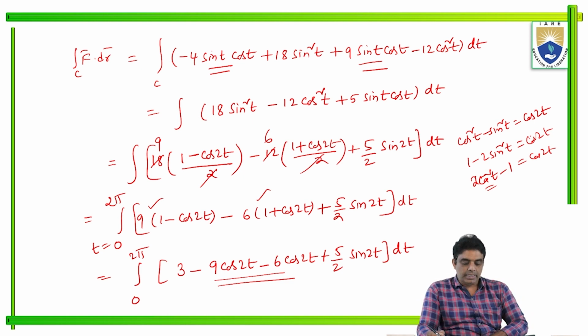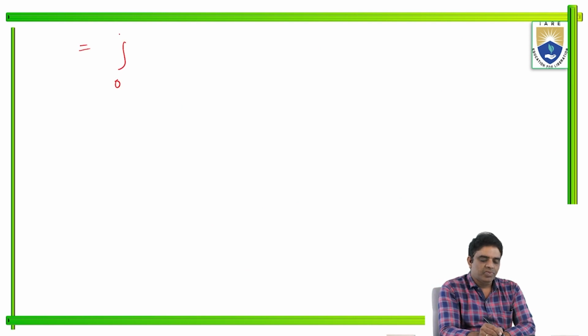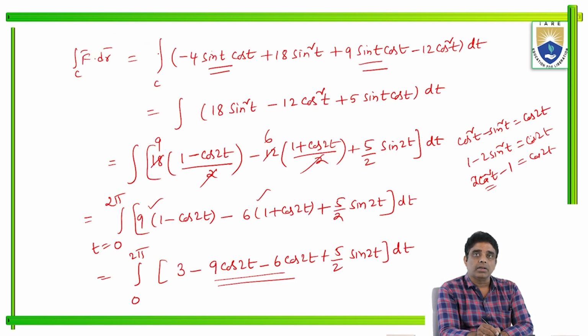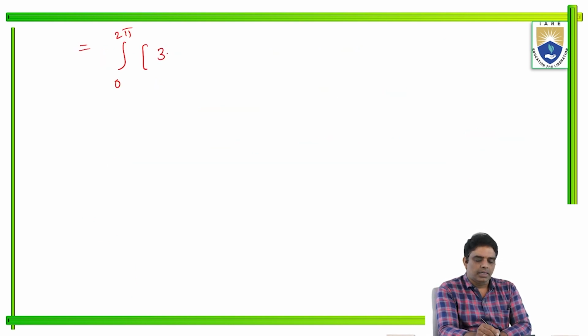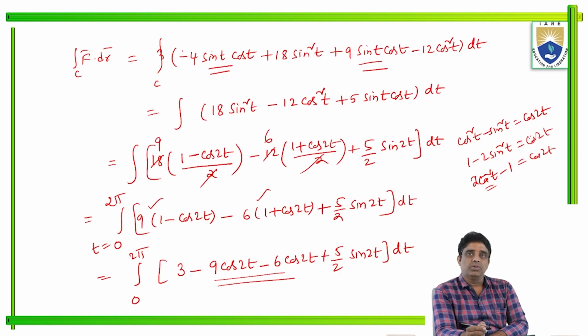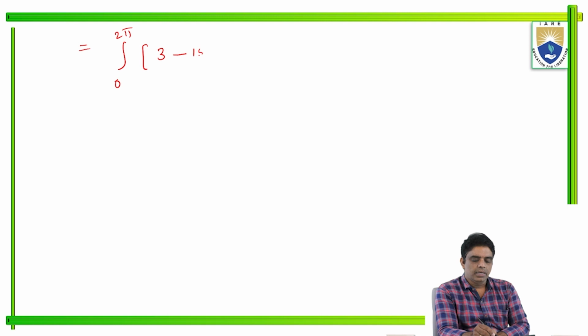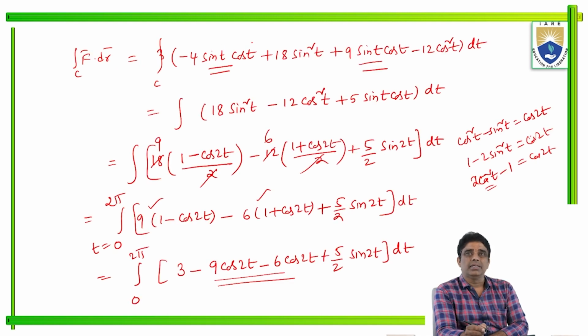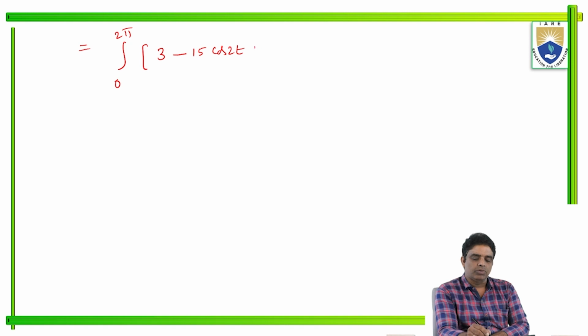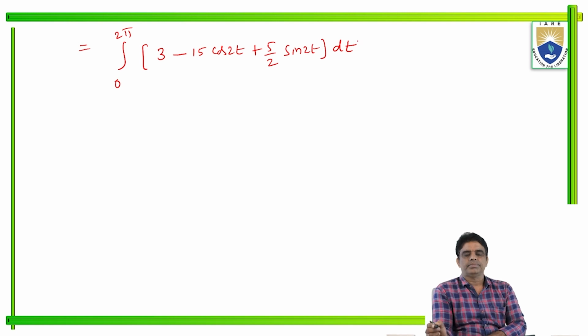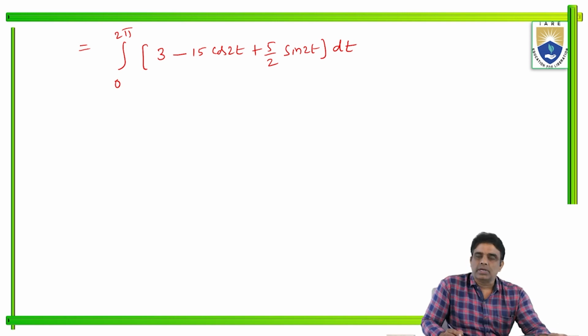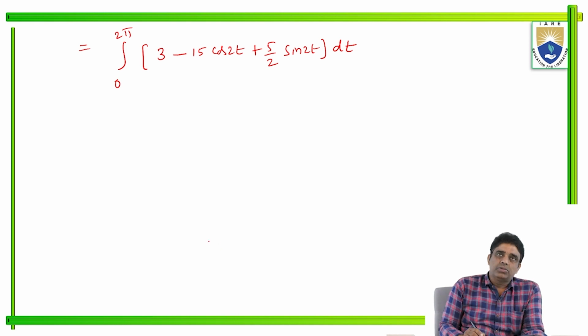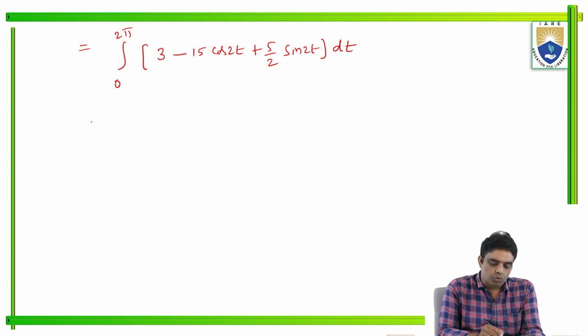So I will write it in the next slide as the integral from 0 to 2 pi. The constant is 3, the cos 2t factor is minus 15, and plus 5 by 2 sin 2t of dt. So the function is transformed into t terms, and the limits also according to t are 0 to 2 pi. Now on integrating the first term, 3t.